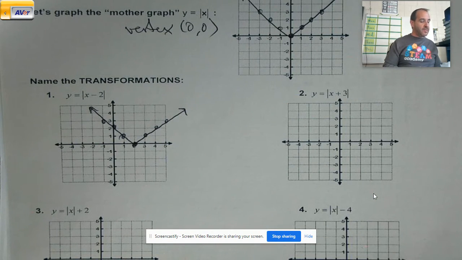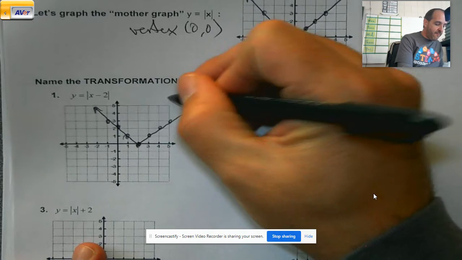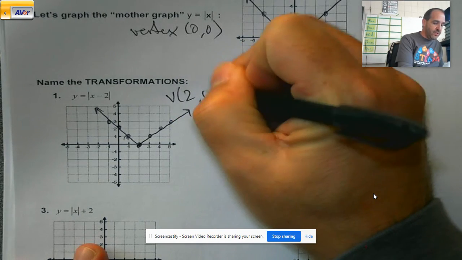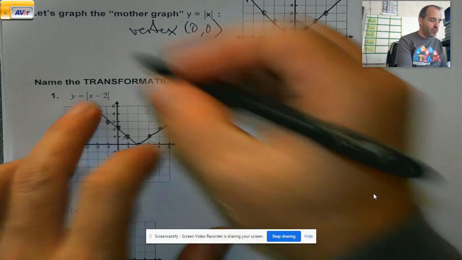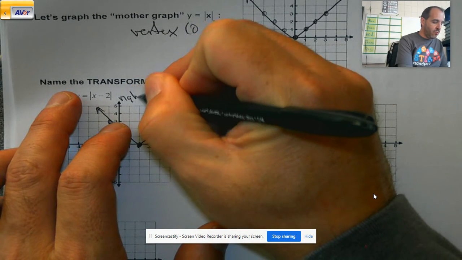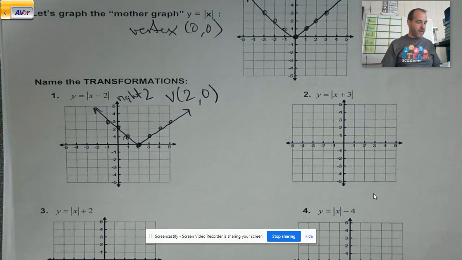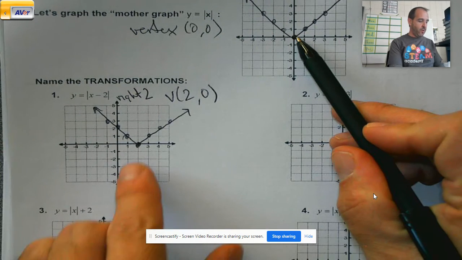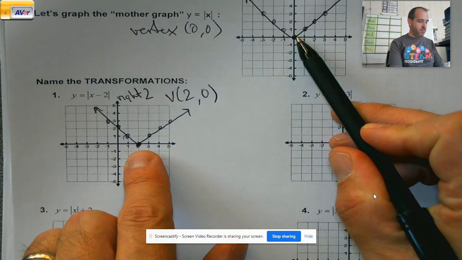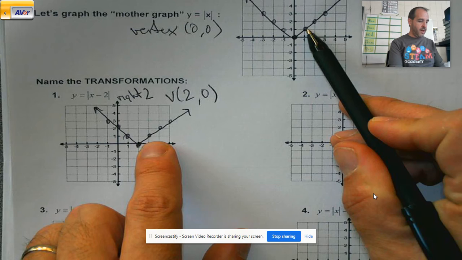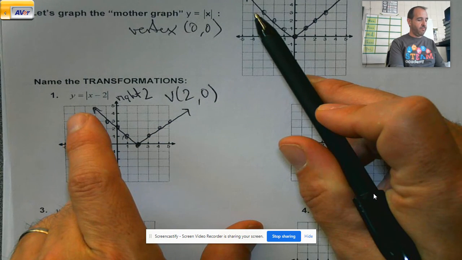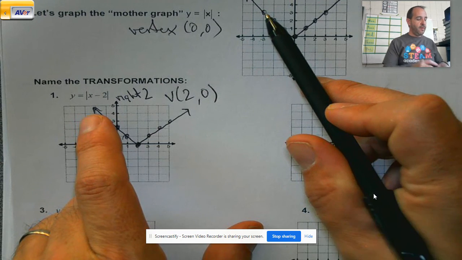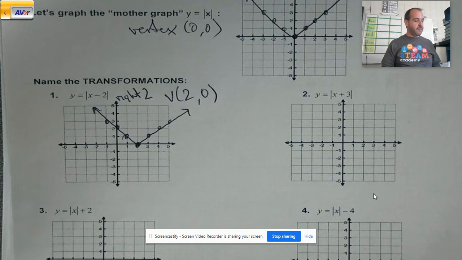So what happened to my vertex? Well, my vertex now is at 2, 0. So my vertex moved right 2, along with every other point. This point moved right 2, and so did this one, and this one, and this one, and the same going this way. That's something we have to start noticing.